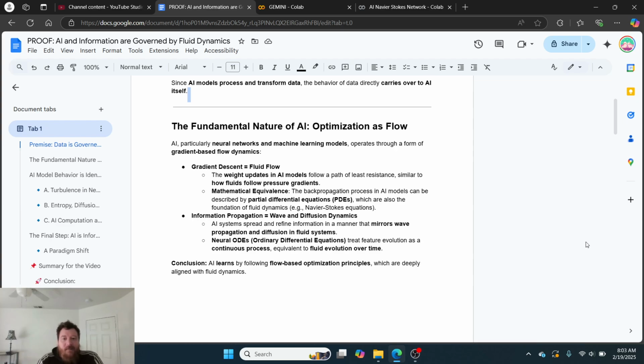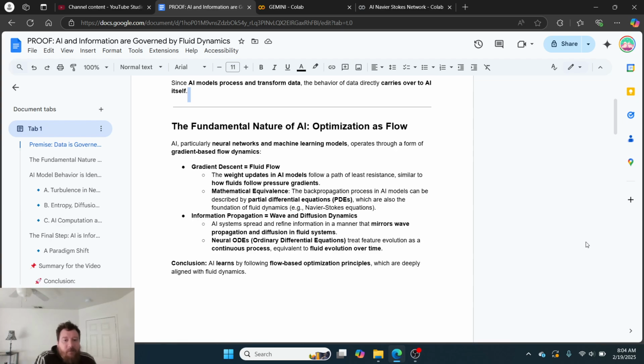Mathematical equivalence: the backpropagation process in AI models can be described by partial differential equations, or PDEs, which are also the foundation of fluid dynamics. It's the foundation of the Navier-Stokes equations, and we can literally use just these Navier-Stokes equations to build a neural network, which I'll show you in this video as well.